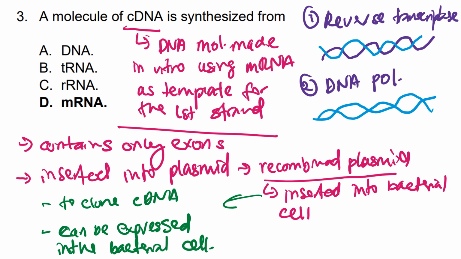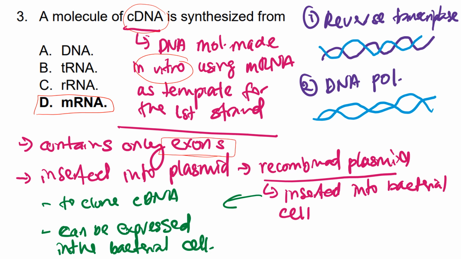A molecule of cDNA is synthesized from, the answer would be D, mRNA. So what is cDNA? cDNA is complementary DNA. C stands for complementary. Complementary DNA is a DNA molecule made in vitro, in the lab, using mRNA as a template to synthesize the first cDNA strand. The significance of producing cDNA is to produce a DNA molecule that contains only the coding region. It contains only exons.